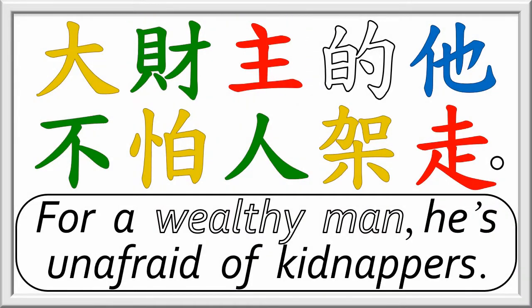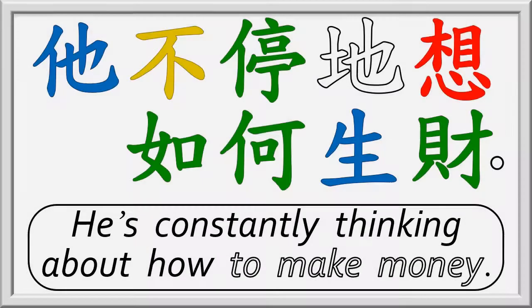The expression for a wealthy person, millionaire or moneybags, is 财主, as in this sentence. 大财主的他不怕人家走. For a wealthy man, he is not afraid of being kidnapped. And then we have the opposite situation, where a person needs to find a way to make money. 生财. 他不停地想如何生财. He's constantly thinking about how to make money.